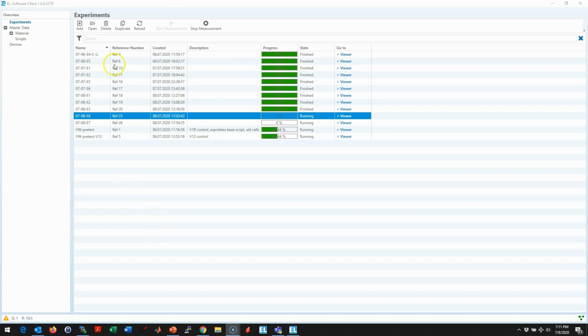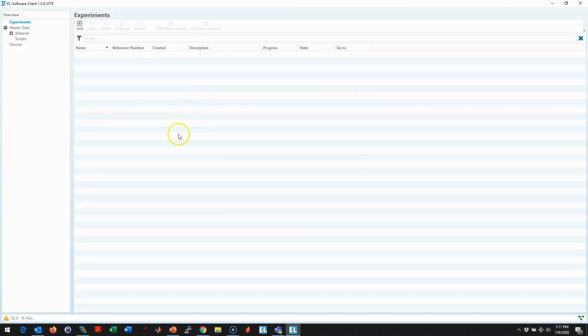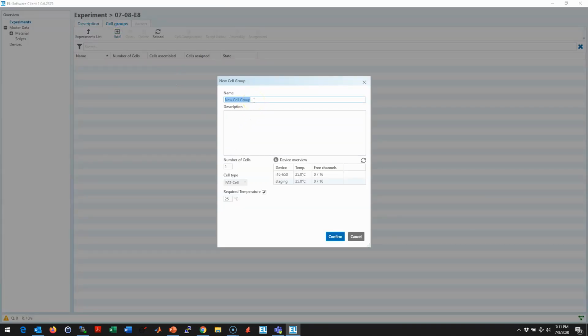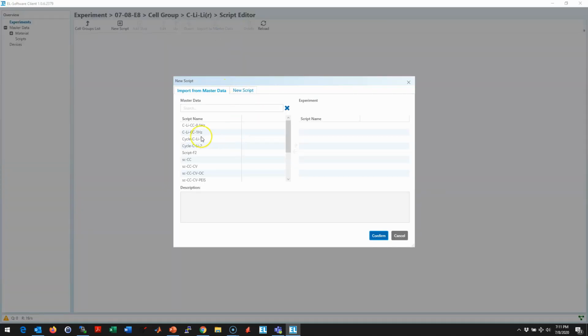We add a new experiment for the pad cell with graphite against lithium metal. We add a cell group with a single cell, give it the name of the ingredients of this pad cell. So it's graphite against lithium with a lithium metal ring-shaped reference electrode. We assign the script we have just written.